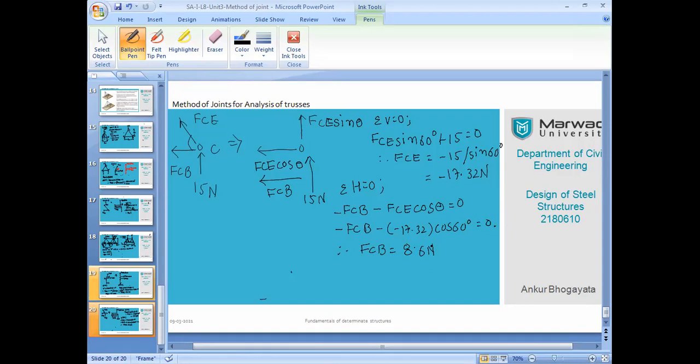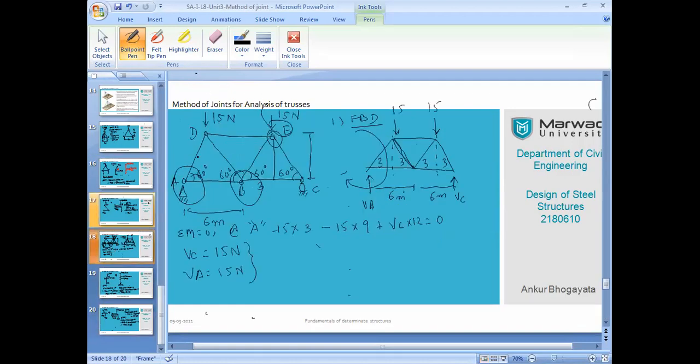Now let's come to the central point. Or we may go up to any of the other joints. We may go here, joint D, we may go up to joint E also. Now how to select between the joints? Always remember, wherever the minimum number of unknowns are there you should go first. So let's try with joint D. If it is not solvable, we'll go to another joint. Don't worry.